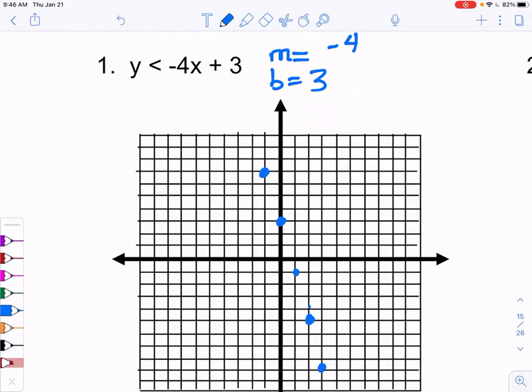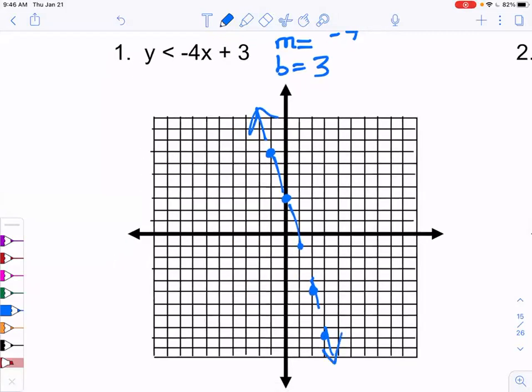So B on the y-axis, move down 4 over 1, or we could go up 4 and backwards 1. Haley, if this just says less than, would we connect our points with a solid or a dashed line? Excellent, dashed. So a dashed line to connect our points. And then we have to decide above or below.